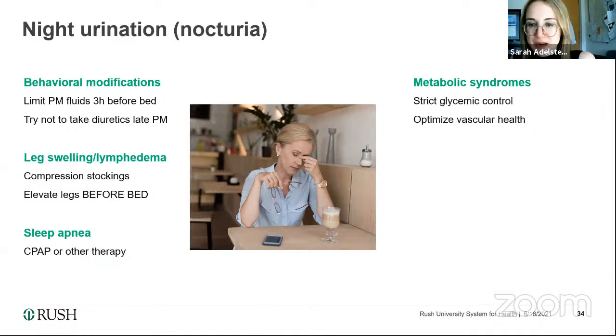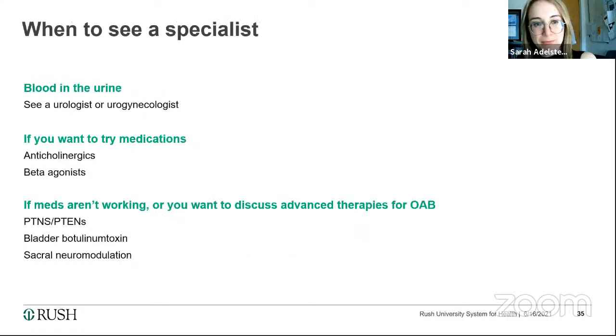All right, and then metabolic syndromes we talked about, right? The sugar control, vascular health, all those kinds of things help the kidneys function more normally so they're not trying to make so much urine overnight.